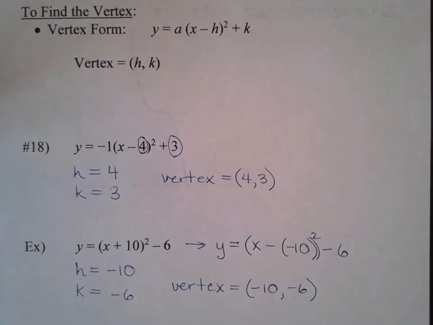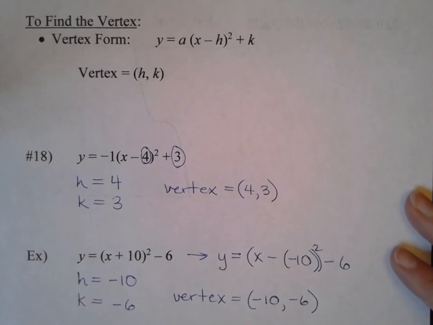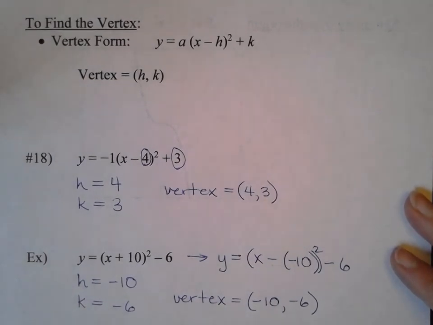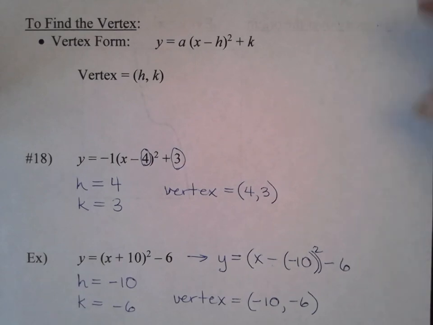Think back to the transformations. That x plus 10 would indicate a shift to the left. Starting with the basic graph at 0, 0, moving to the left by 10 would cause me to move over to negative 10. And then down by 6. Okay, so this is how we find the vertex with the vertex form. We just have to pick out the values for h and k, keeping in mind that the value for h is going to look a little bit opposite of what we see in the equation.